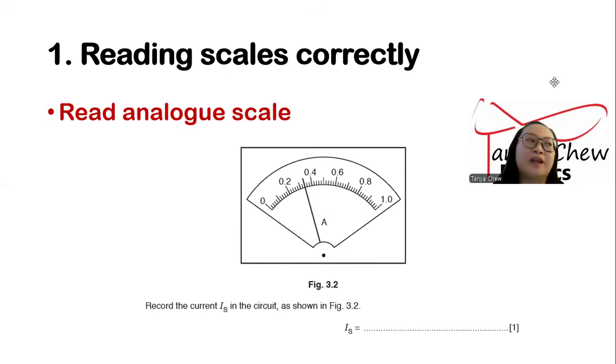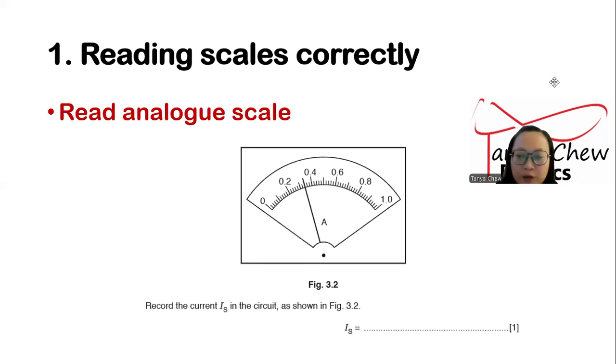Normally in IGCSE Paper 6, they will give you a diagram. Like I said, this is a written practical, so all the results are given. You just need to know how to read the scale. First one, this is an analog ammeter. Look at the question: record the current I_S in the circuit as shown in Fig 3.2. I am going to use a past year paper to help you understand what I mean by reading scales correctly.